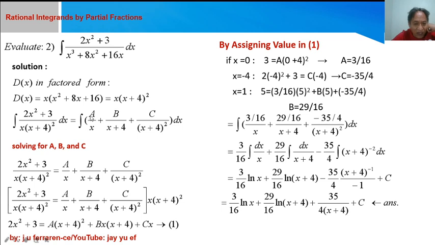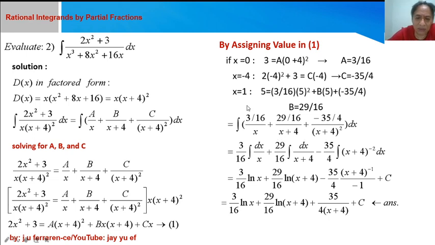So, over x, correct? Plus 29 over 16 over x plus 4. So, this is my B. And plus C, which is minus 35 over 4 over the square of x plus 4. So, this is now my integrand.